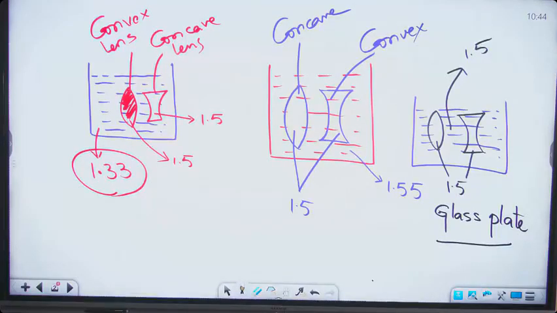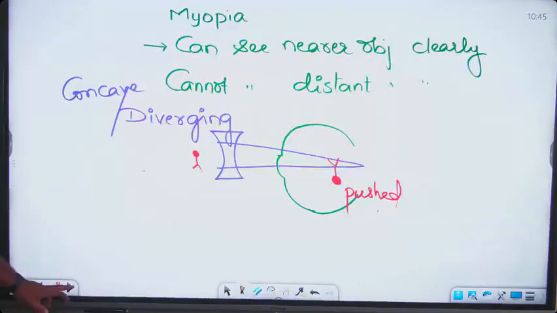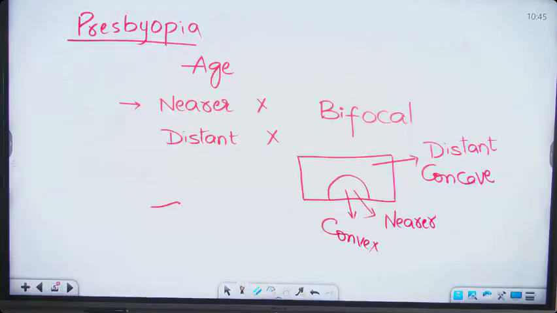Bifocal lens is used for correction. In a bifocal lens, the lower part of the lens is convex and the upper part of the lens is concave.